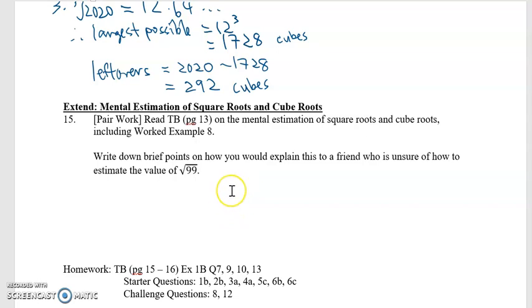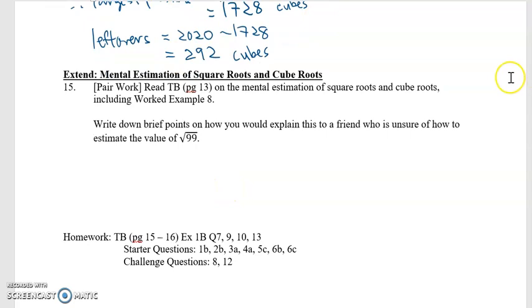Then the last part of our HBL is the homework. I'll need you to do your homework: 4 questions, 7, 9, 10, and 13 from exercise 1B. This is to be done in your homework book 1. But I want you to start on a fresh page. The previous set of homework should be done. So start on a fresh page in homework book 1.